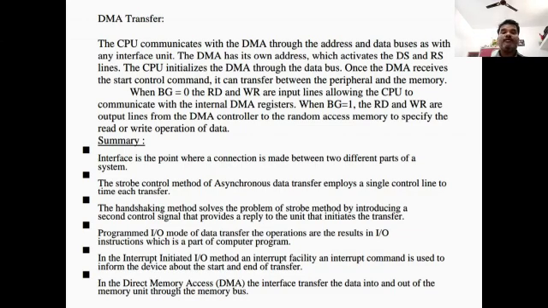It means when BG equals 0, the RD and WR are input lines allowing the CPU to communicate with the internal DMA register. When BG equals 1, the read and write are output lines from the DMA controller to the random access memory to specify the read and write operation of data.